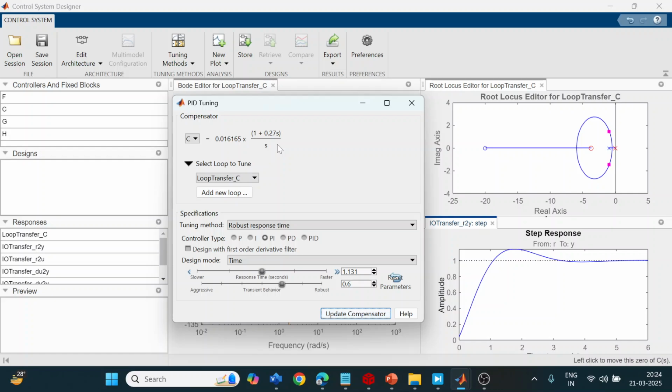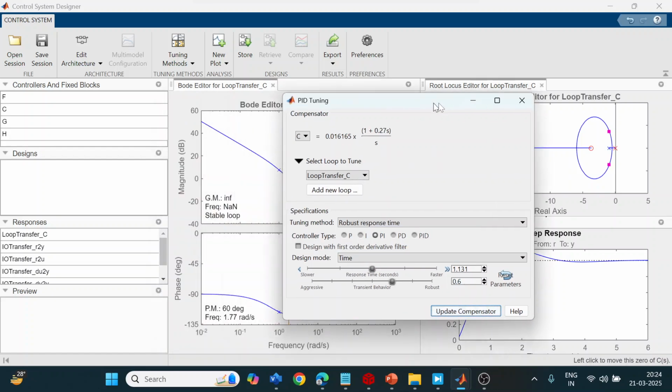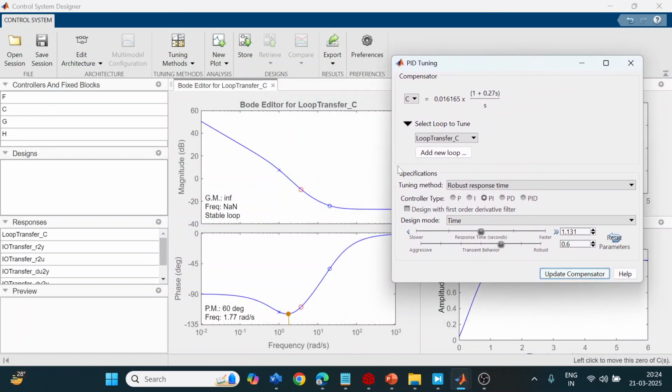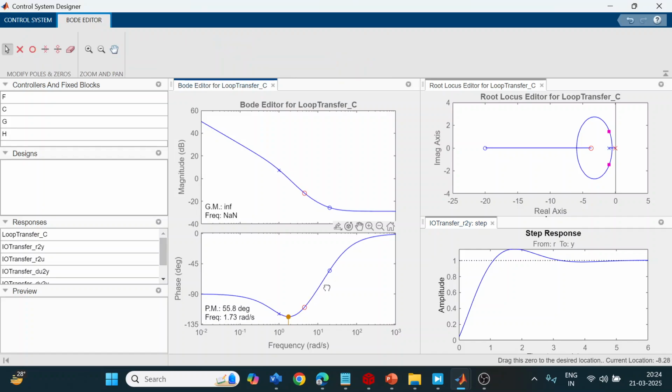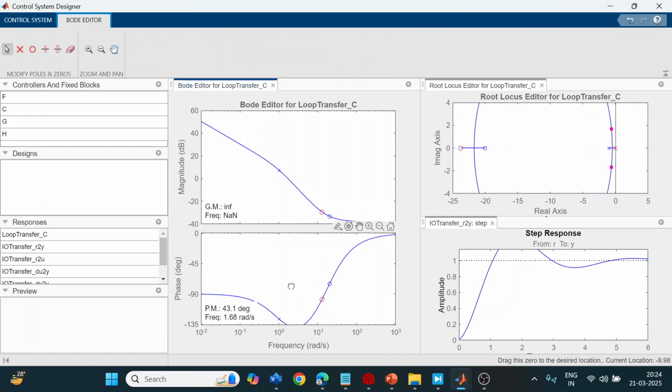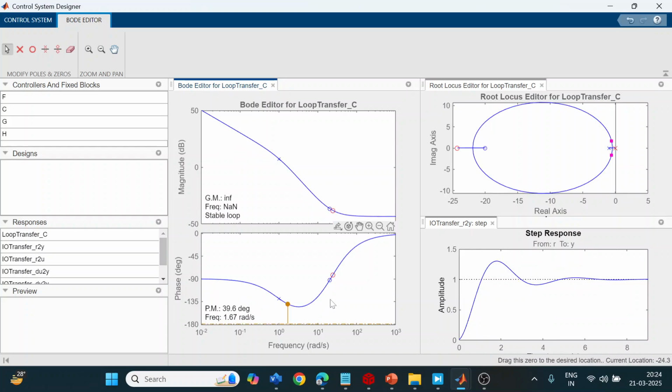So from here you can directly see what my KP and KI are to make the system stable. Let's say you require a phase margin of 60 degrees, then you have to adjust your phase margin to 60 degrees here by dragging this value. You can drag it and drop it. So there are lots of things you can do by yourself.